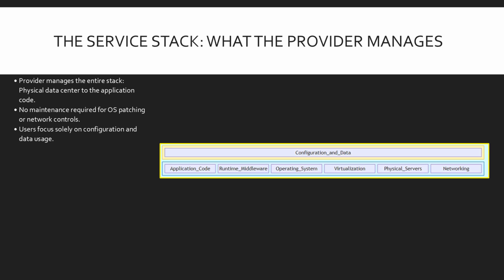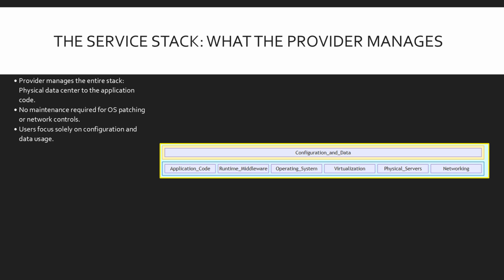In the SaaS model, the provider takes on the maximum level of responsibility. They manage the entire stack. This includes the physical data center, the physical network, the host servers, the hypervisor, the operating system, and the application runtime. You do not need to patch the OS or configure network firewalls. Your focus shifts entirely to configuring the software to meet your business needs and managing your users, rather than keeping the lights on in a server room.